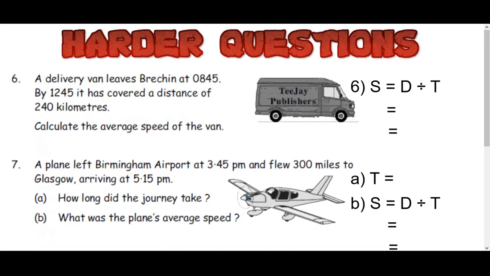Okay, right, so hopefully you've paused it, you've tried them, you've laid it out correctly. We'll just have a look at this now. So calculate the average speed of the van. So speed is equal to distance divided by time. So the distance was 240. And the time, well, the van left at 8:45 and arrived at 12:45. That's a time of 4 hours. Divide by 4, and you get 60 kilometers per hour.